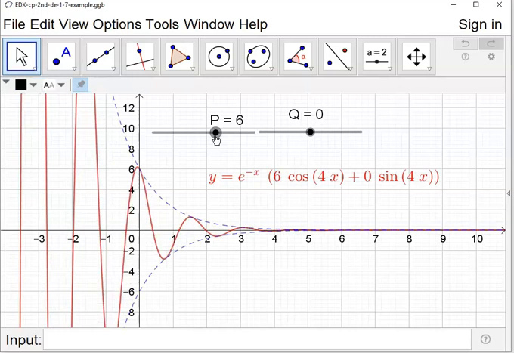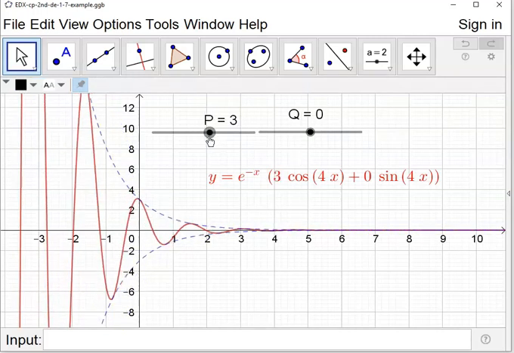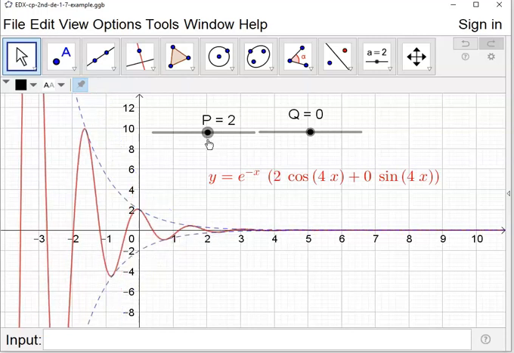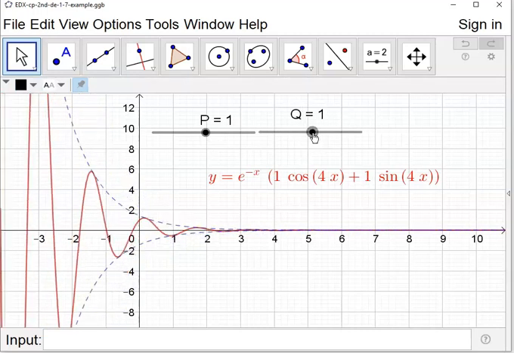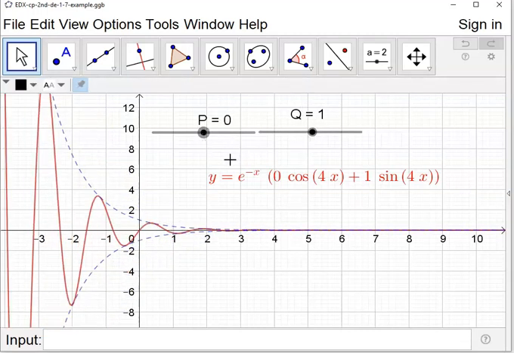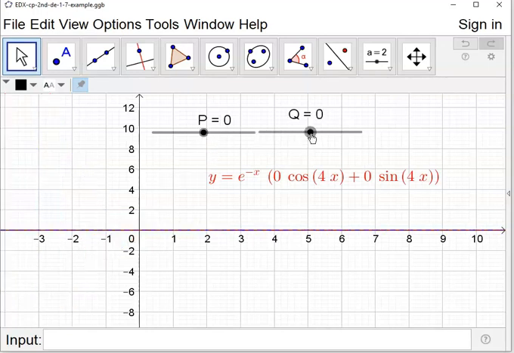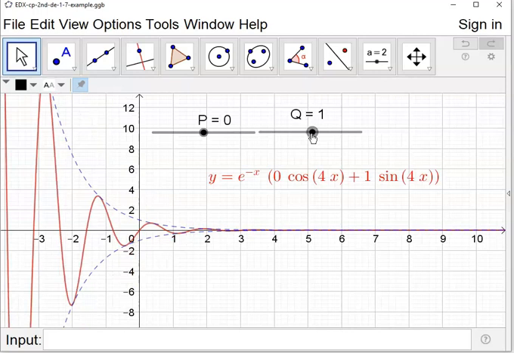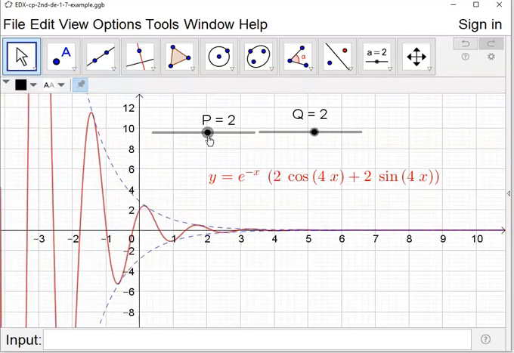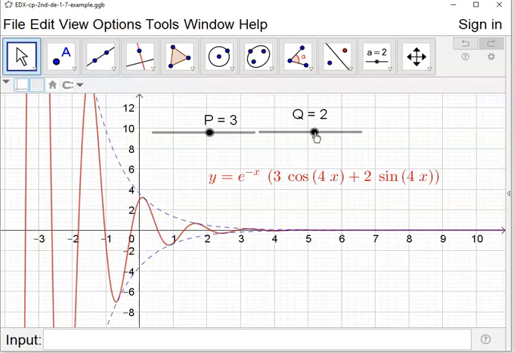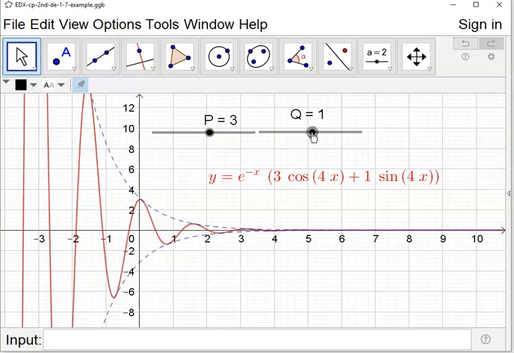If I change P, I can change the look of the solution. I'm trying to make the amplitude bigger, but of course the amplitude is decaying as well. And if I go back to P is 0, if I make Q 1 and P 0, we can see that it goes through the origin. It's trying to behave like a sine wave, but again it's got this exponential decay, and as I change Q I can change the look of this decaying sine wave. If I start changing P and Q, I can start to change the look of the curve. Notice it's not necessarily symmetrical in the y-axis, all goes through the origin.